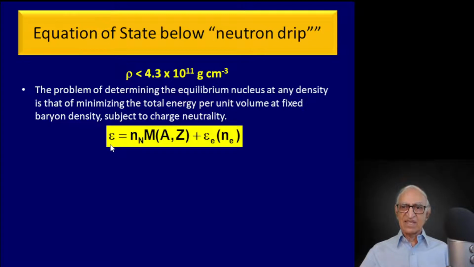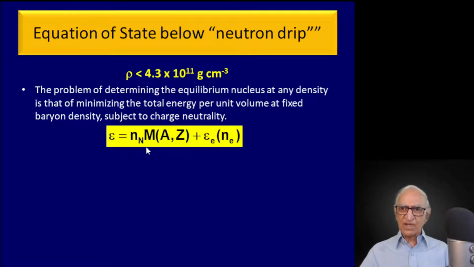This energy consists of the energy of the nuclei. This is the energy of a nucleus whose atomic number is A and whose atomic charge is Z. The number density of the nucleus, the number of nuclei per unit volume, is this N subscript capital N. And then, of course, there are electrons whose number density is N subscript E. The electrons have energy. They have kinetic energy. They have interaction potential energy, Coulomb interaction between electrons. You have to add all these energies and then minimize this energy at a fixed density demanding charge neutrality.